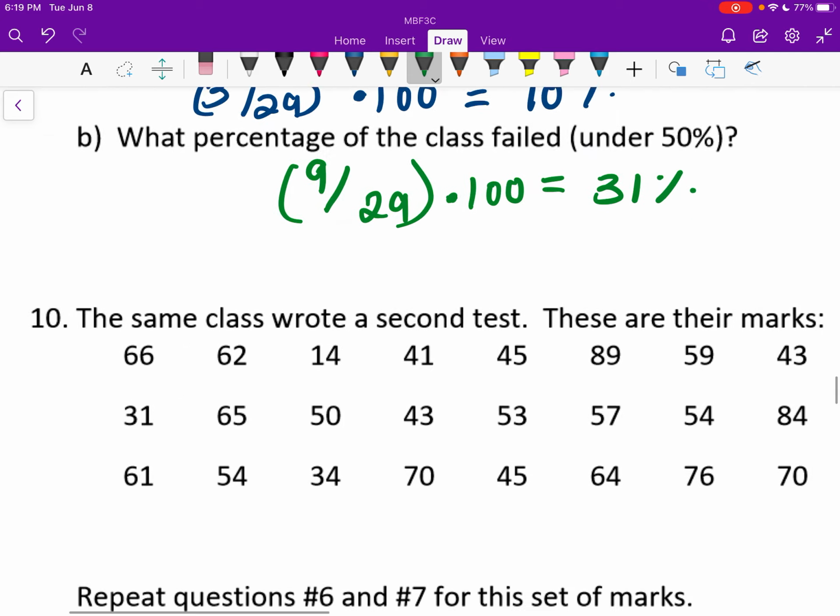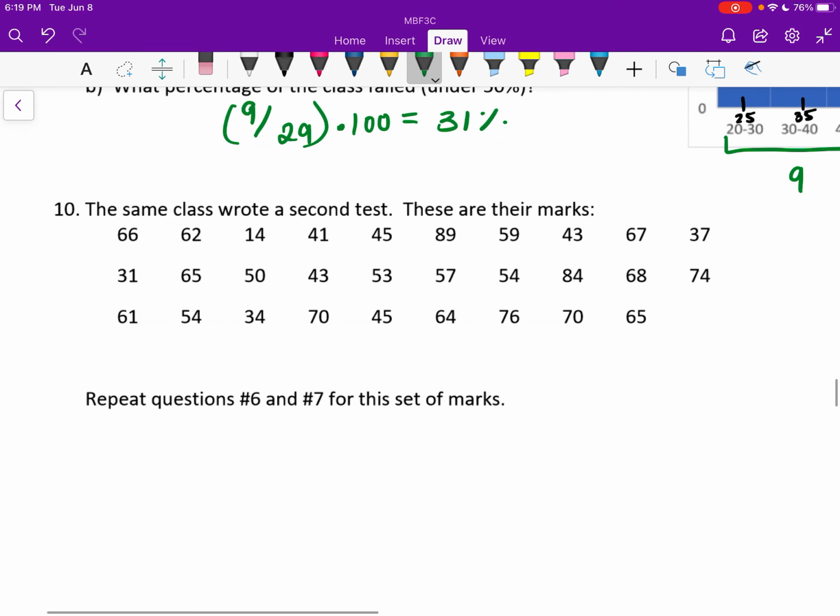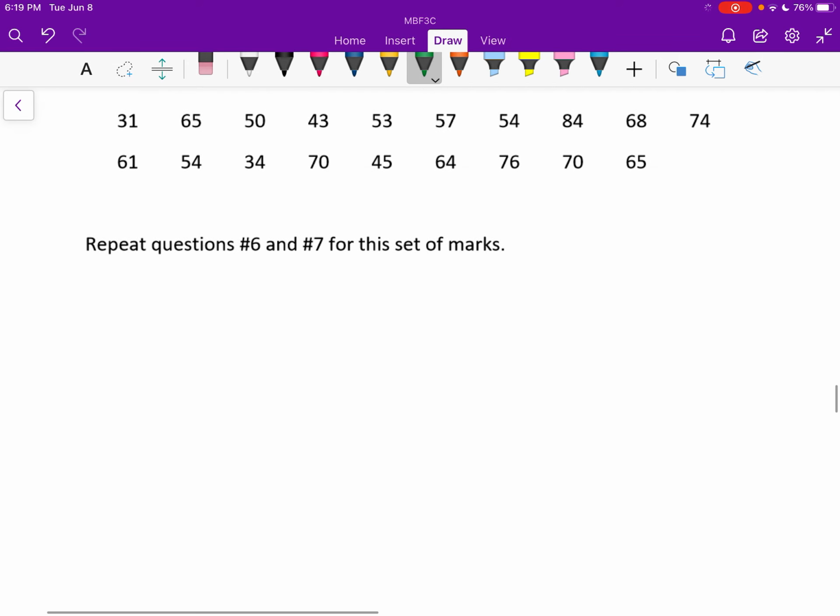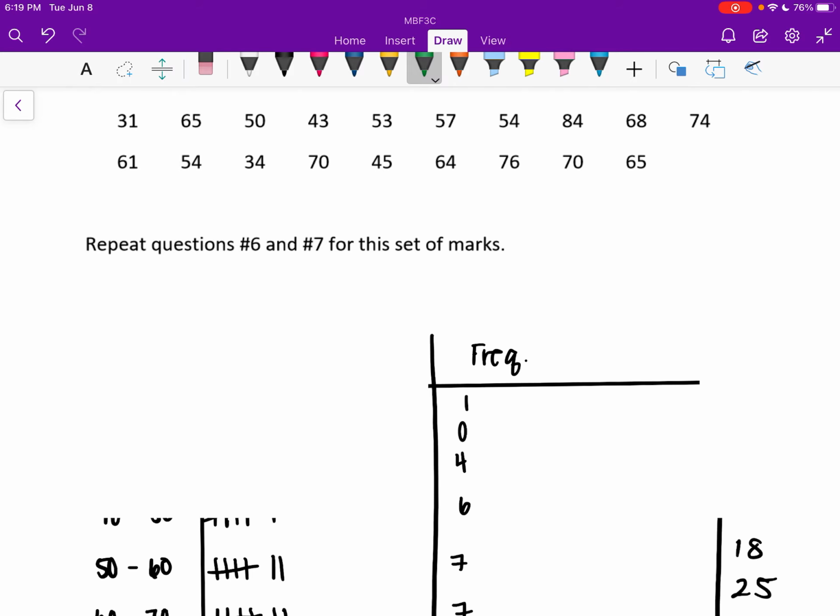The next thing asked is the same class wrote a second test. These are their marks, right? I am going to just go ahead and fill the frequency table for you. That's just because nobody wants to watch me count the frequency again. It's quite tedious, but you can go in and do it yourself. So I'm just going to put in what my frequency table was already, just so that you can see it, right? I organized it the same way.